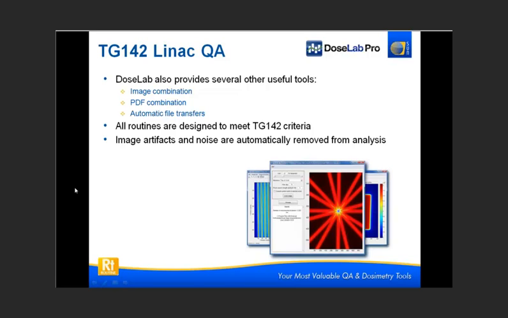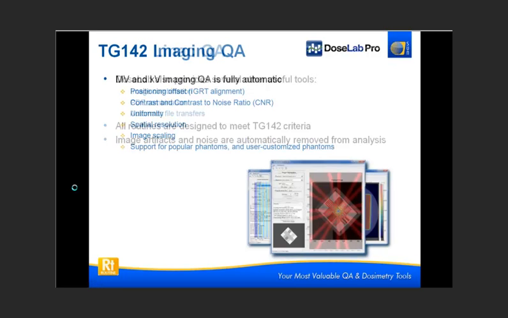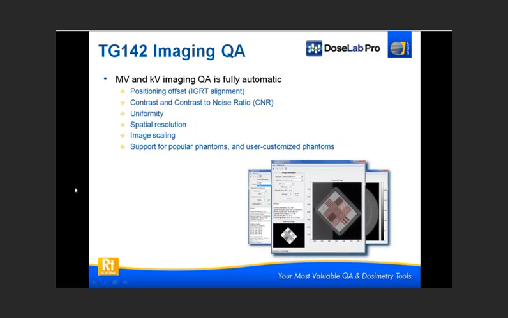The really nice thing about the TG142 package is that these image processing routines are designed to eliminate image artifacts and noise from the analysis, so that way you can have all sorts of images and still get good, easily obtainable results. The imaging QA package offers full flat panel imaging QA for both MV and kV imaging. It calculates positioning offsets, contrast and CNR, uniformity, spatial resolution, image scaling, and it has support for all the popular phantoms. Plus, if you want to, you can add your own user-customized phantom.